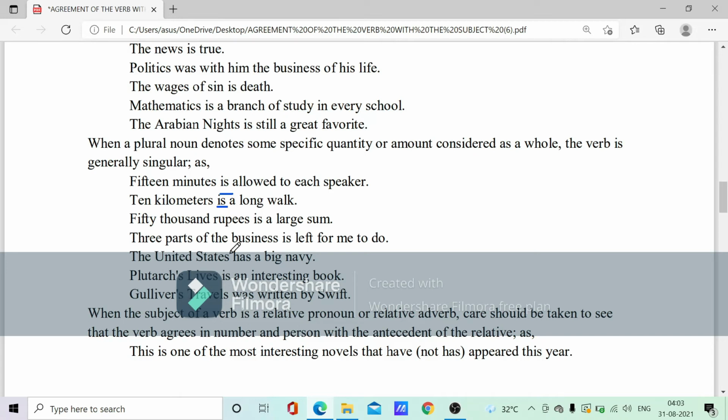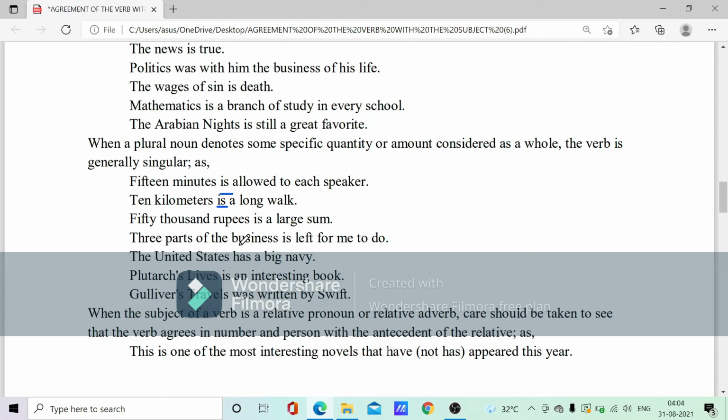Again, 50,000 rupees is a large sum. Here we are looking at the 50,000 rupees together. Here we are considering this amount of 50,000 as a whole, right? Three parts of the business is left for me to do. Again, here three parts, as I told you, is taken as a whole.